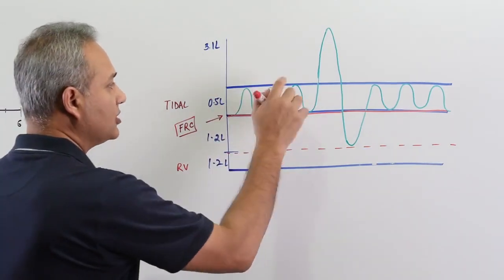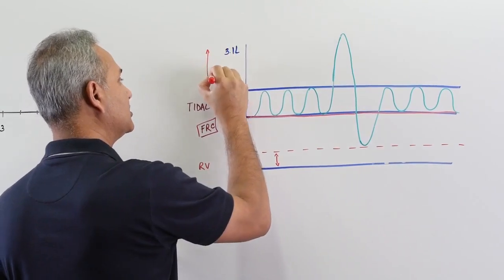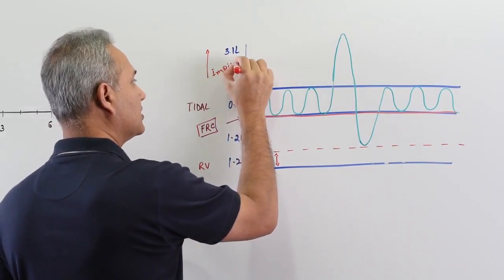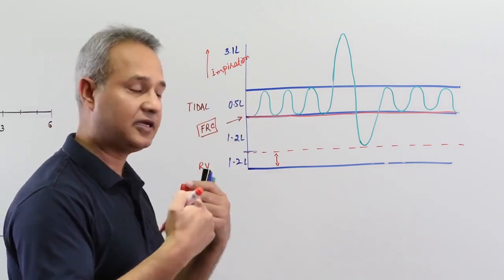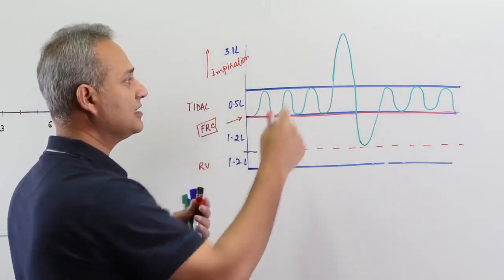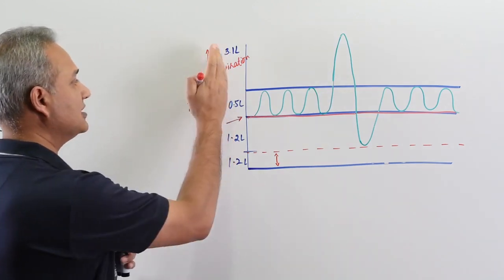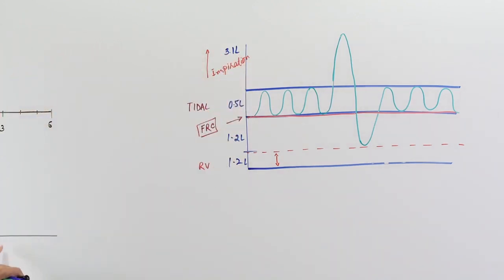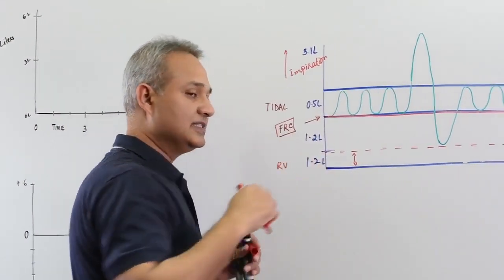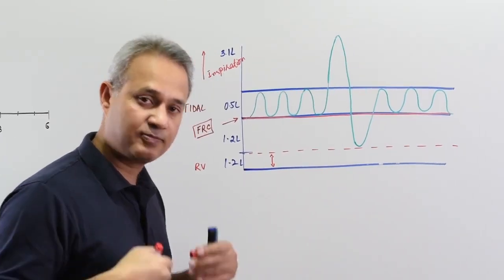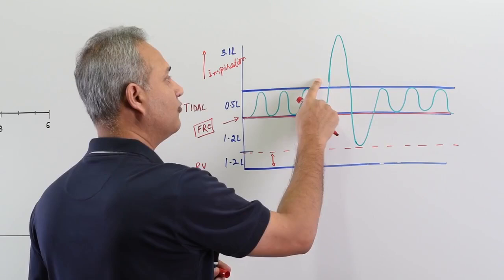Now we also know that this side, upwards, is inspiration. So when we are inhaling, we are increasing the volume inside the lung. This is important, that upwards is inspiration, because we'll use the same concept in these graphs as well. Downwards is exhalation, expiration. This is of course the inspiratory reserve volume.